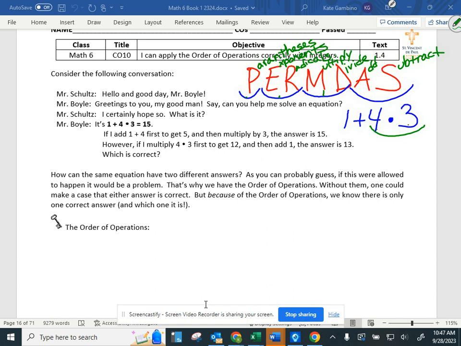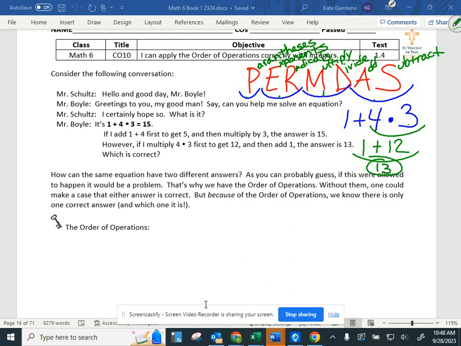So I have 4 times 3 is 12. I'm going to bring down my 1 plus because I couldn't do anything with that yet. Now there's no more multiplying or dividing, so I go to my last level, adding and subtracting. So 1 plus 12 is 13. So that is the only correct answer we could have because we have to follow the order of operations. We have to remember PEMDAS. So how can the same equation have two different answers? Well, one of us did not follow the order of operations because we can't have two different answers for the same problem.